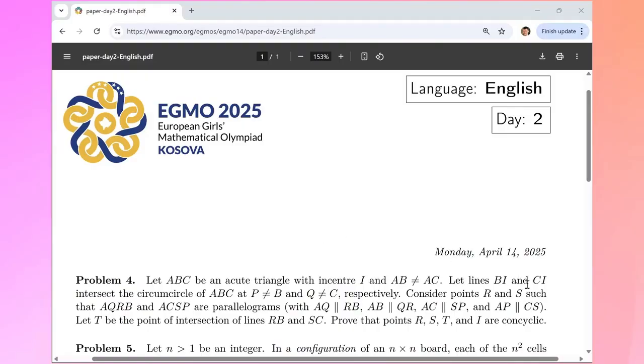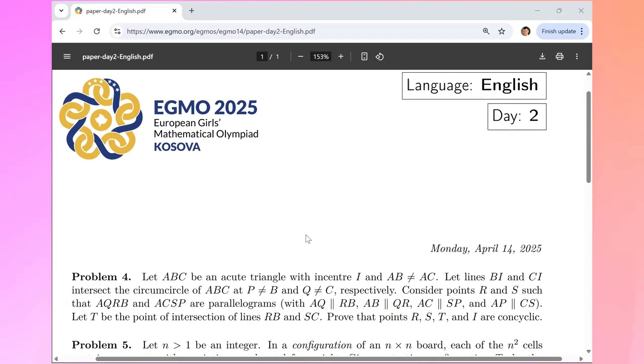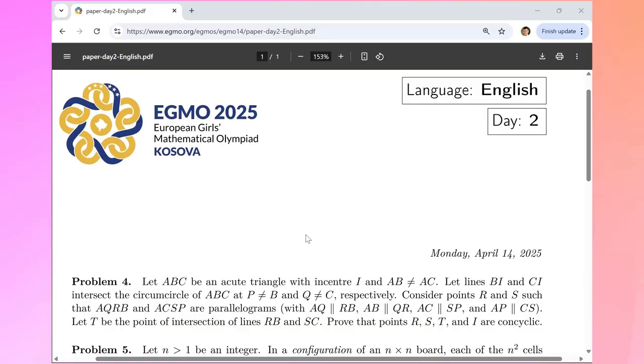Alright, so we're looking at problem 4 from this European Girls Maths Olympiad. Okay, so the first part of this question, we're going to want to try and draw a diagram. Yeah. So has everyone drawn a diagram? Yeah.